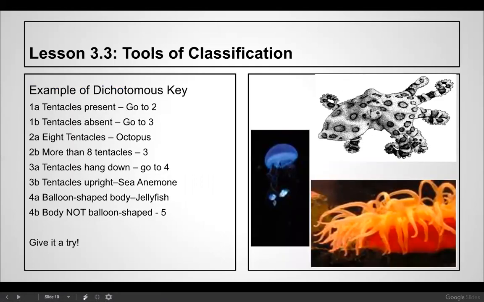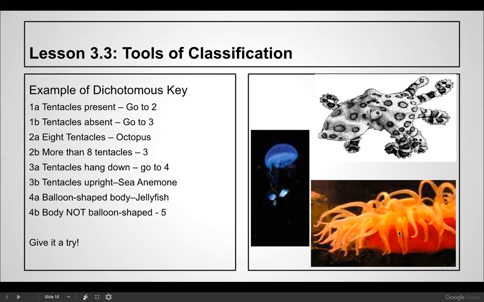So here's an example, all right? Tentacles. If it has tentacles, go to question number 2. Does it have 8? Or does it have more than 8? All right, so then you look at the bottom right-hand picture, the orange anemone. It has lots of tentacles. So if it has more than 8 tentacles, go to question 3. Do the tentacles hang down or are they upright? Well, if they're upright, then it's an anemone. If it's hanging down, you go to 4. Balloon-shaped body, could be a jellyfish, or it's not.